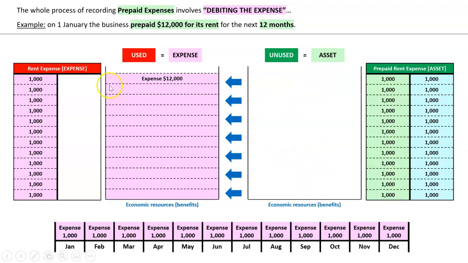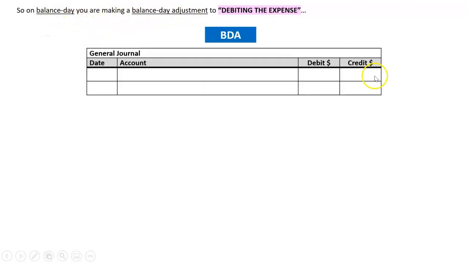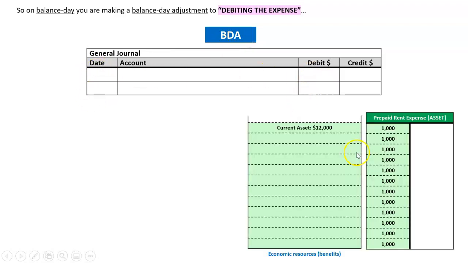And the key process there was every single period we debited the expense. How do we do that? Well, that is what we're actually calling a balance day adjustment. So on balance day, all you're doing is an adjustment to debit the expense. So here's our BDA, balance day adjustment. In our general journal, what did that look like each month? Well, here's what we did.